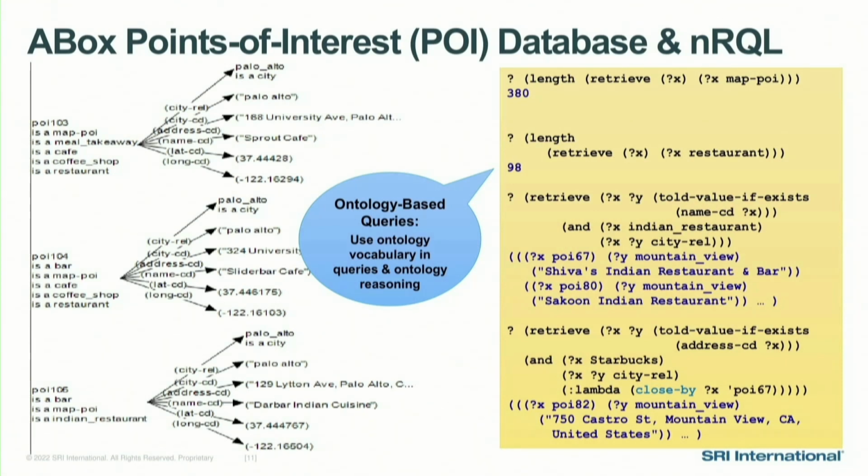Now the idea of ontology-based queries is that you can use the vocabulary defined in the ontology, such as Indian restaurant or city relation, to retrieve those instances from the ontology. And note that membership of the retrieved individuals does not need to be stated explicitly, but it could be the case that membership in these classes and relationships is inferred from the axioms in the ontology.